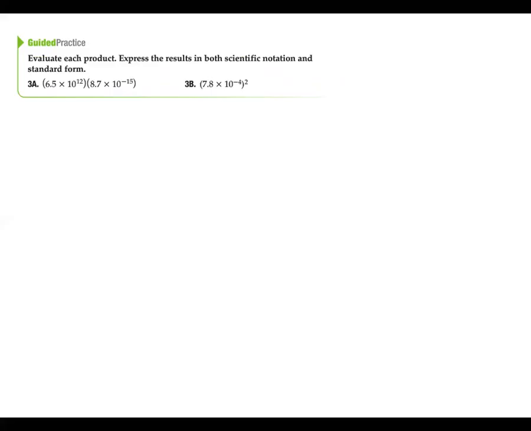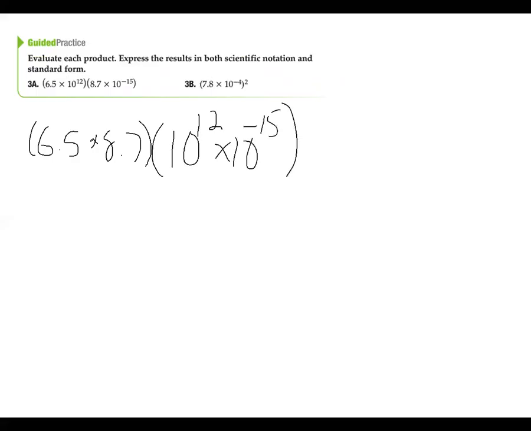All right, we're back. So this first one, you're going to rewrite as 6.5 times 8.7 and 10 to the 12th times 10 to the negative 15. Okay, so 6.5 times 8.7 gives you 56.55. And then that's going to be times 10 to the negative 3. Now I have to move the decimal point one place to the left.